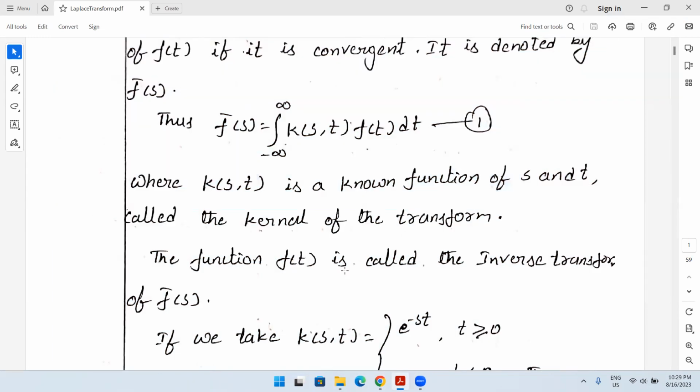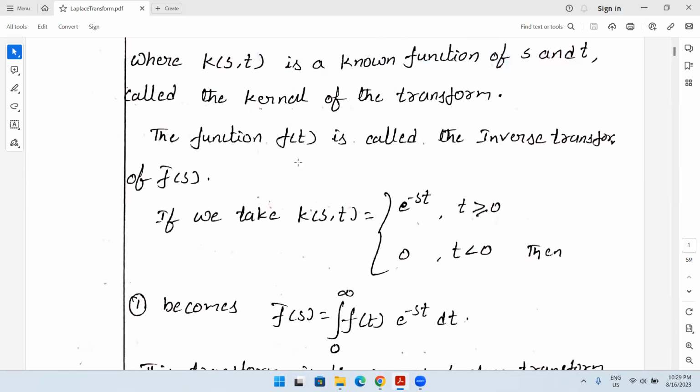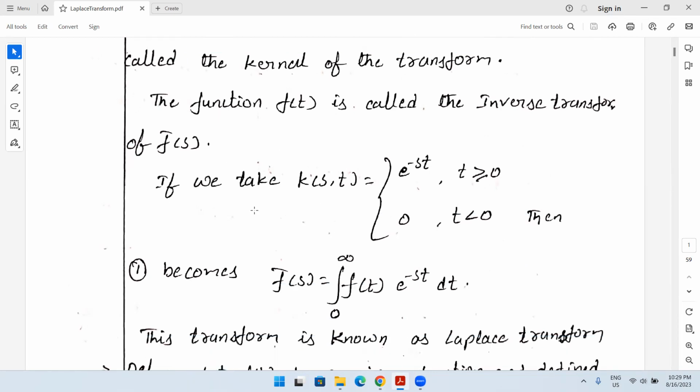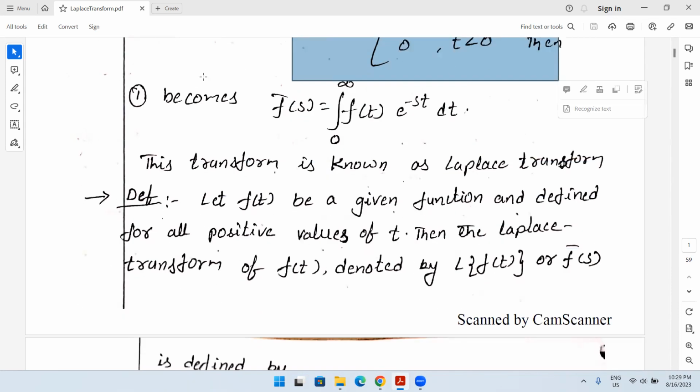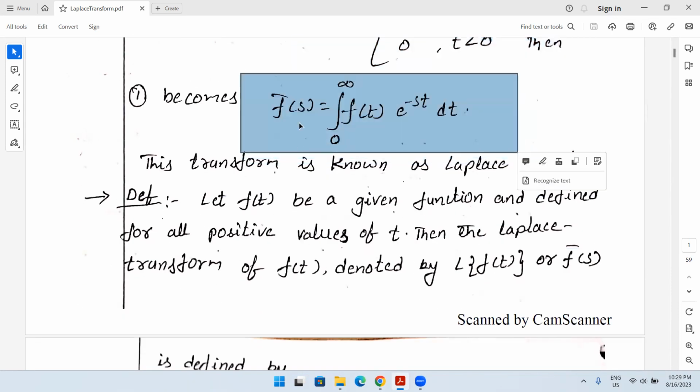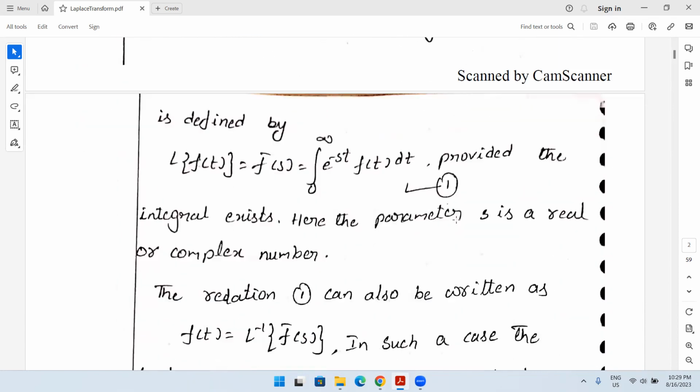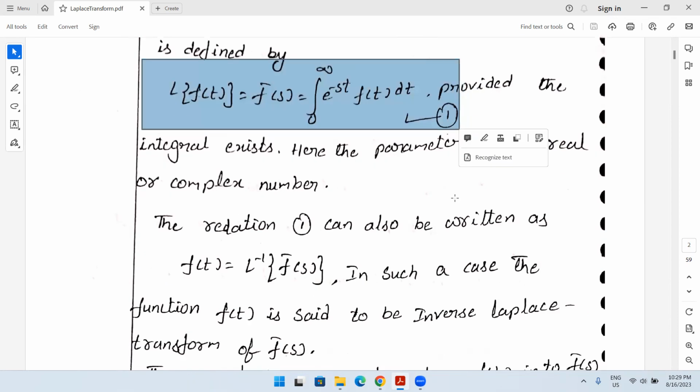Based on the kernel, the transform is defined, Laplace or Fourier or something else. In this case, the kernel is e power minus st for 0 to infinity. So the Laplace transform is defined by the integral from 0 to infinity of e power minus st f of t dt. This function is known as the Laplace transform, and this is the actual definition of the Laplace transform.